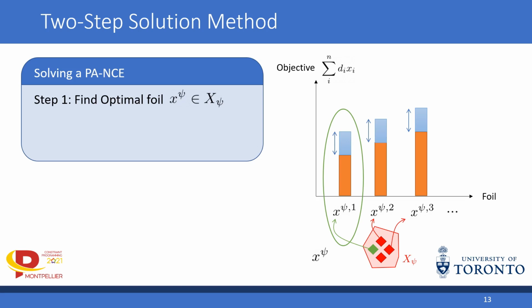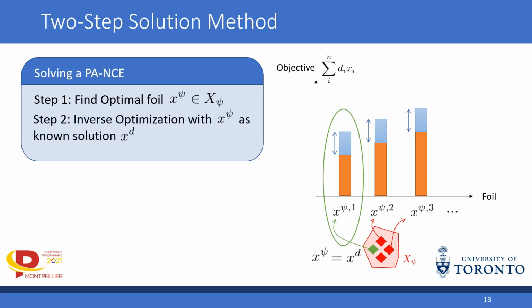And so this means we can solve a PA-NCE in two steps. First, by finding this optimal FOIL, and this is simple to do. All we have to do is add the partial assignment constraints to the initial problem and solve. And then by using inverse optimization with this FOIL as the known solution.